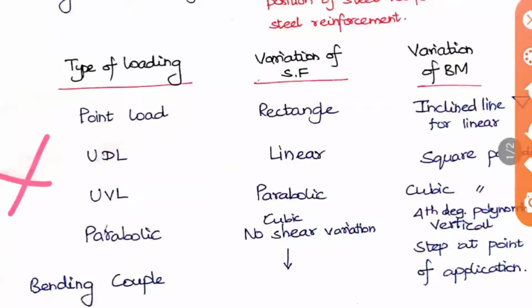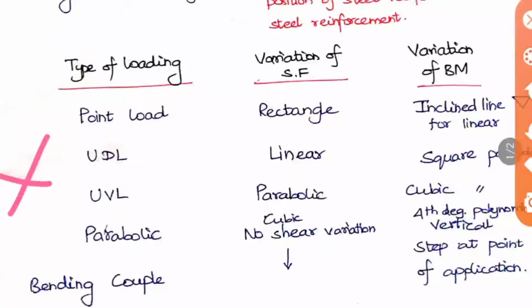And the next is UDL. The same, if you take simply supported, and UDL means the variation of shear force will be linear and the variation of bending moment will be square parabolic. So this is very important. UDL means the bending moment diagram will be parabolic only, and specifically it is a square parabolic.